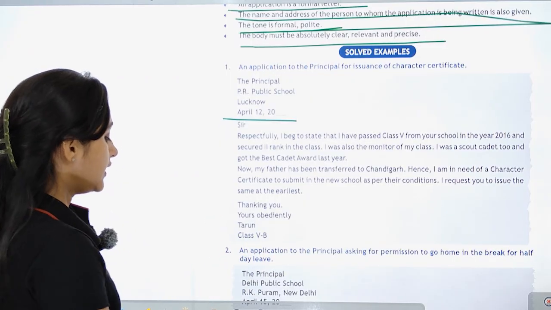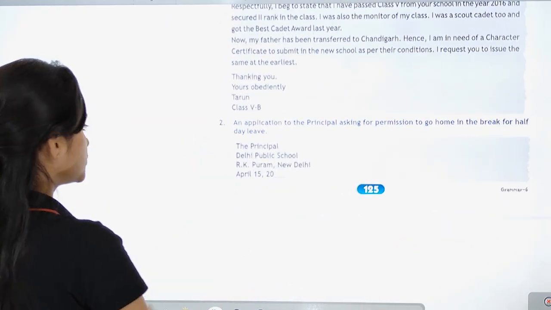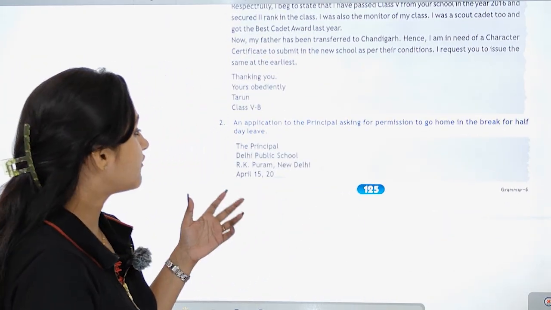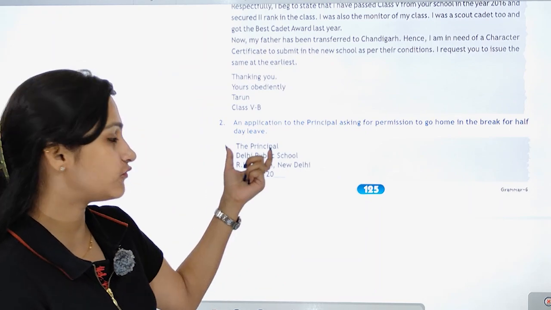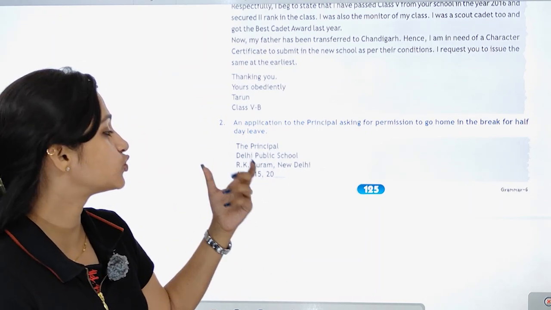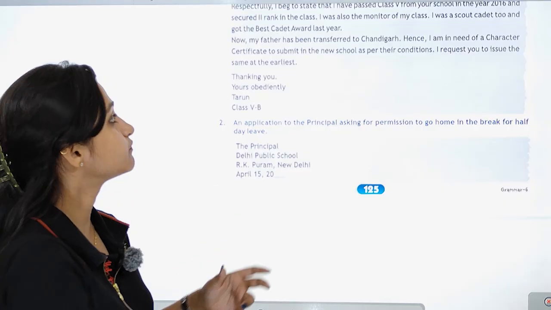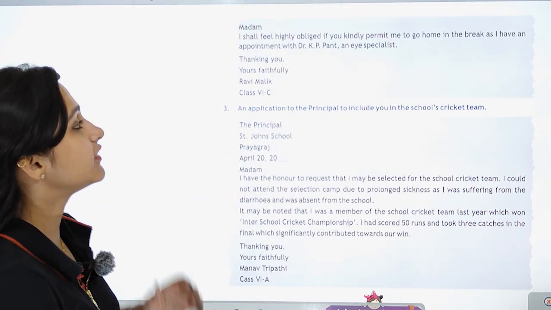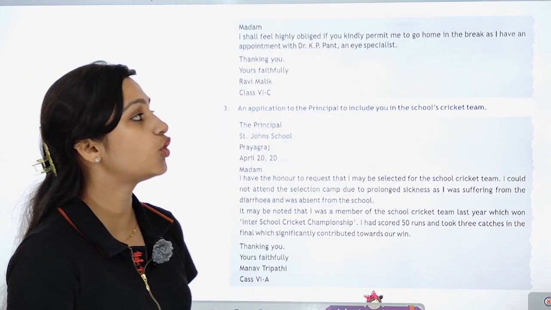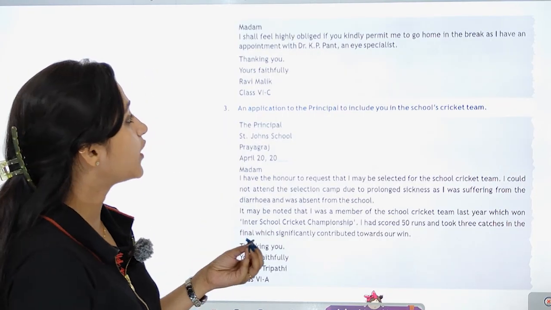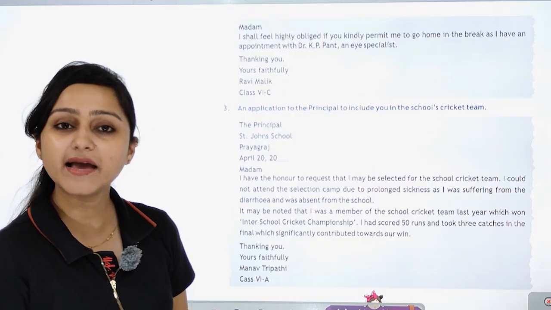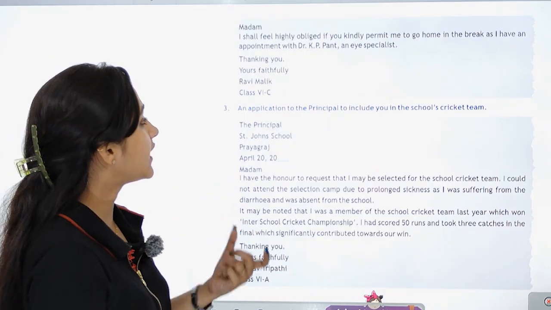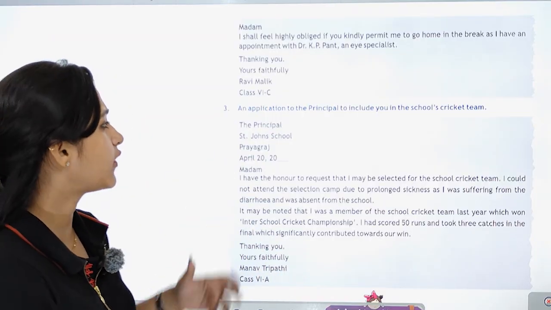Now, here is one more application to the principal for asking for permission to go home in the break for half-day leave. So below that you have to write the address of the principal, Delhi Public School, RK Puram, New Delhi. Below that date, then madam. Below that the body of the letter: I shall feel highly obliged if you kindly permit me to go home in the break as I have an appointment with Dr. KP Pant, an eye specialist. Below that you have to write thanking you. Below that yours faithfully. Below that Ravi Malik, then your class, your name or whatever it is.